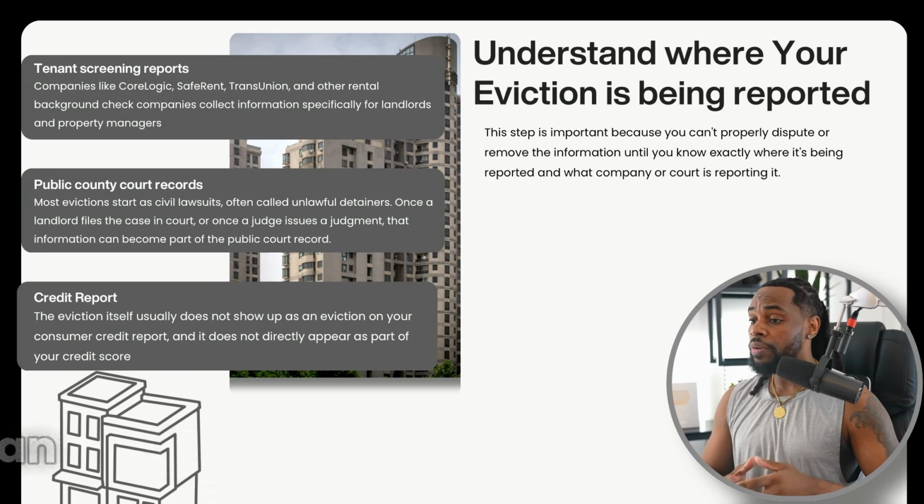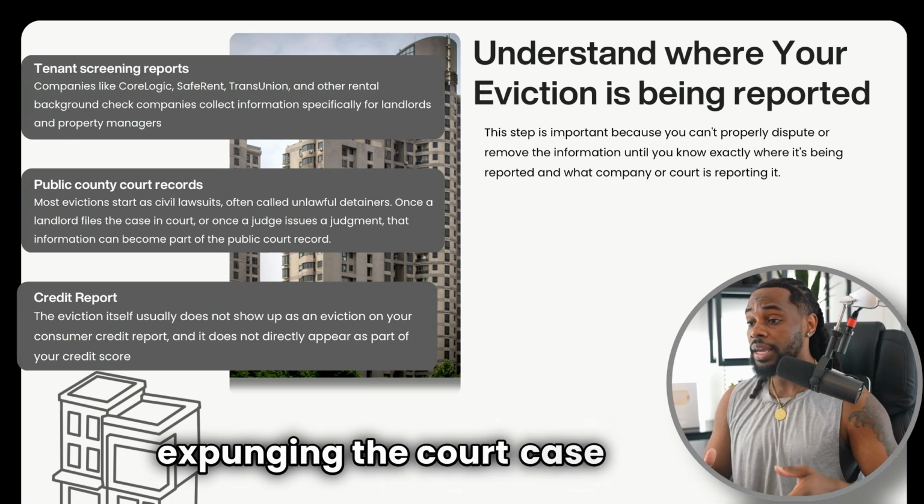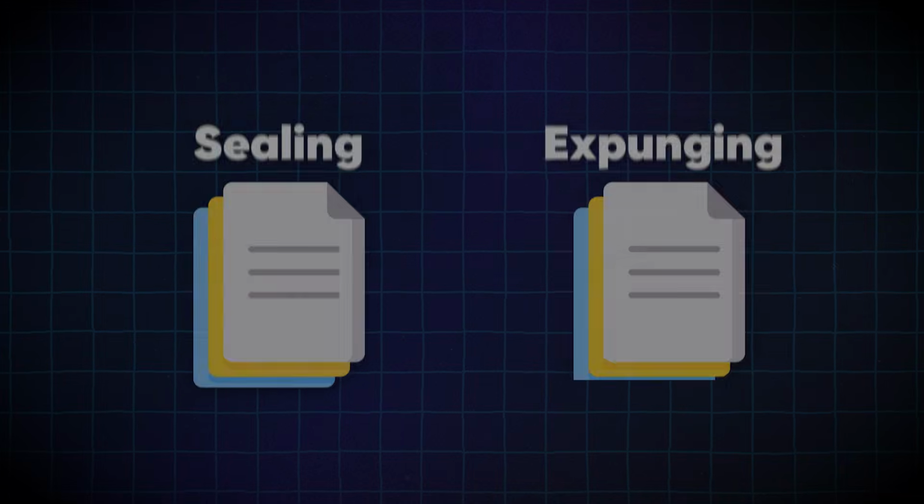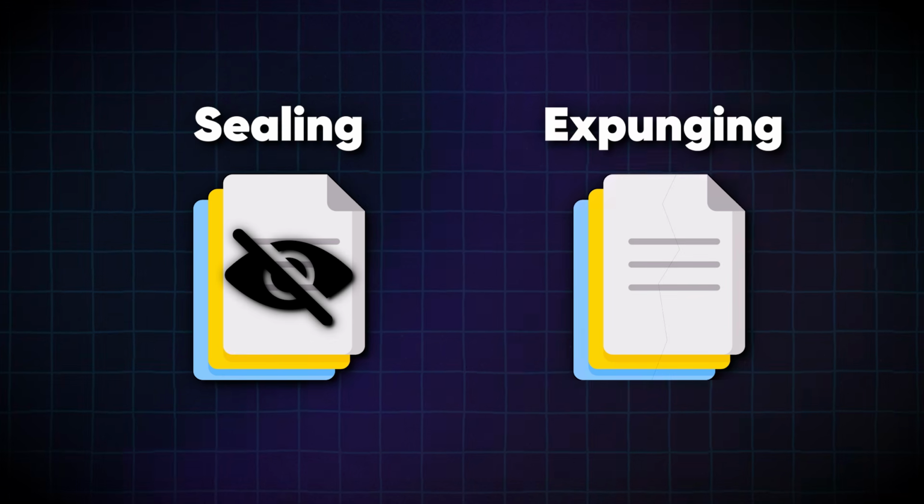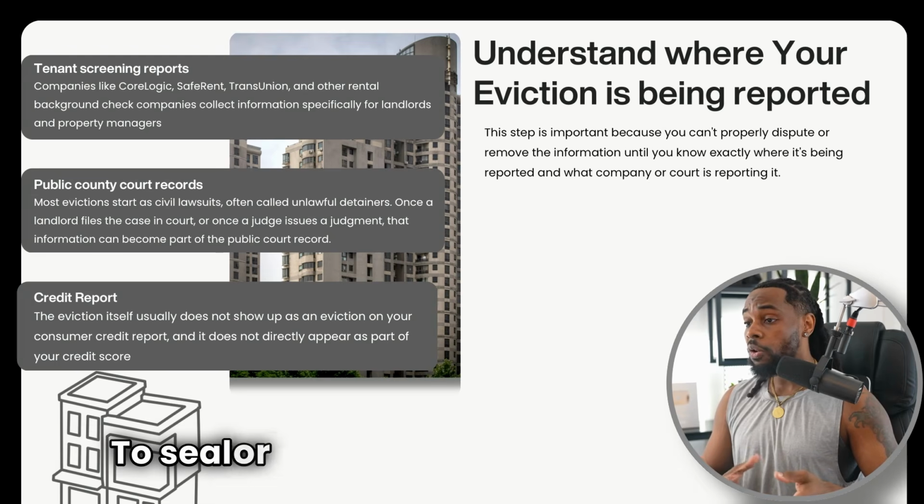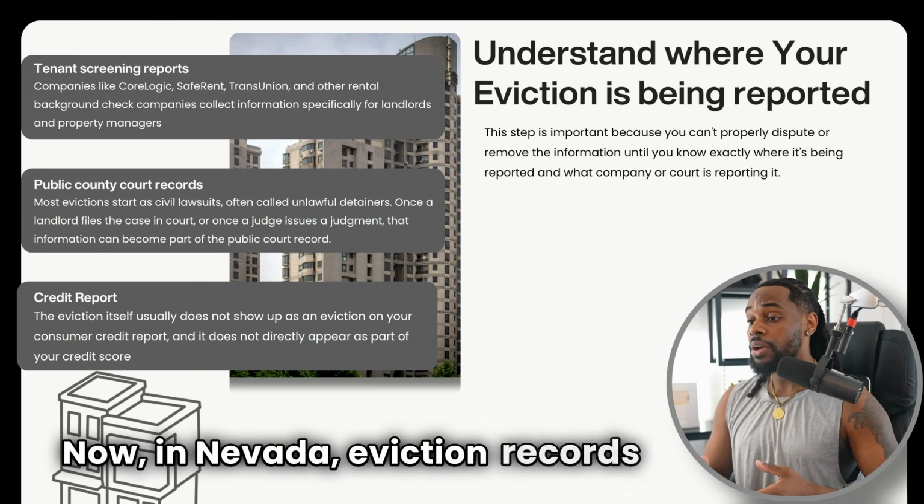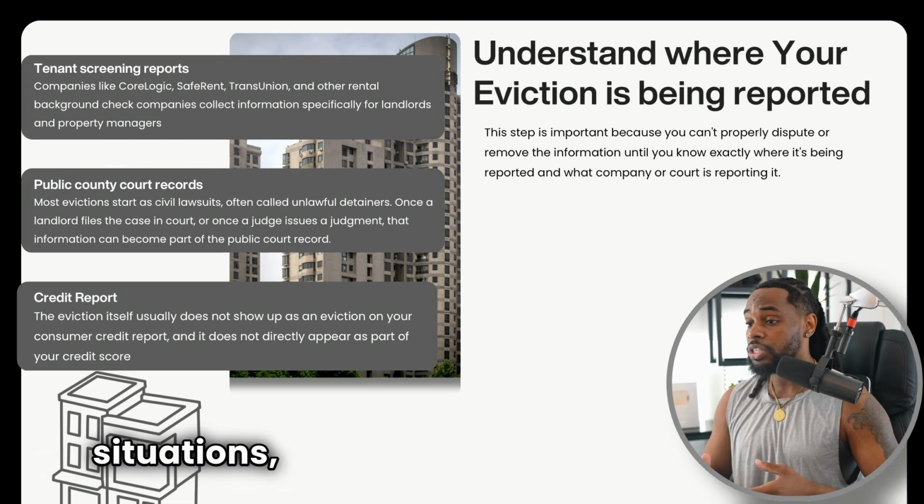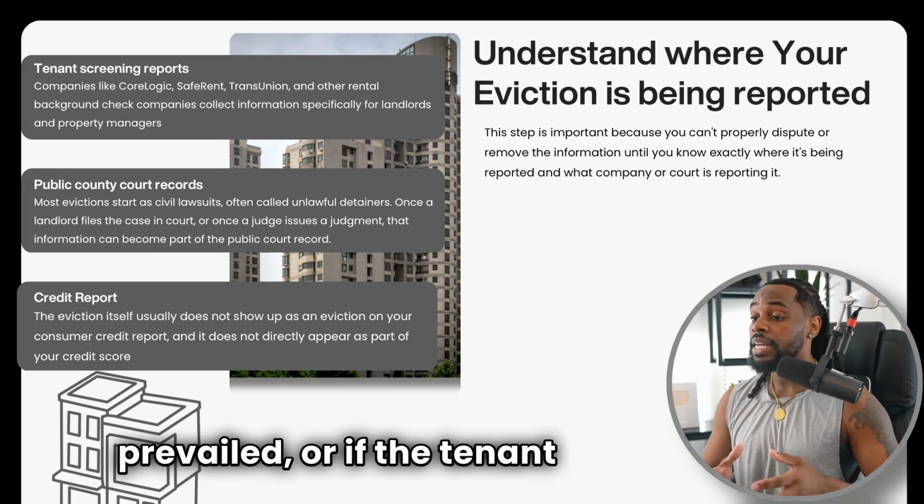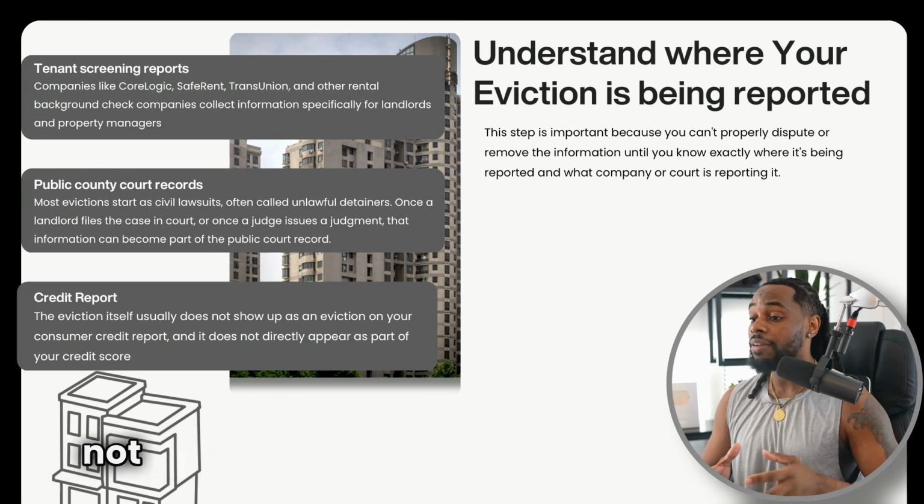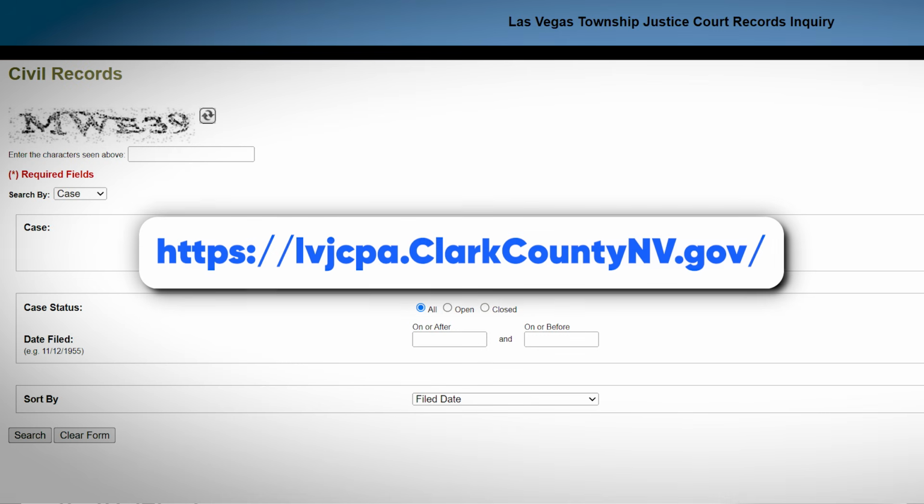If you're trying to remove an eviction from public record, it requires either sealing or expunging the court case or disputing inaccurate filings. Now, sealing hides the record from public view while expunging destroys it. To seal or expunge an eviction, you want to gather court documents and ensure that your case actually qualifies. Now, in Nevada, eviction records are automatically sealed in certain situations, such as if the eviction was dismissed, or if the tenant prevailed, or if the tenant filed an affidavit and the landlord did not file a formal complaint within 31 days. Otherwise, you will need to petition the court to seal the record.